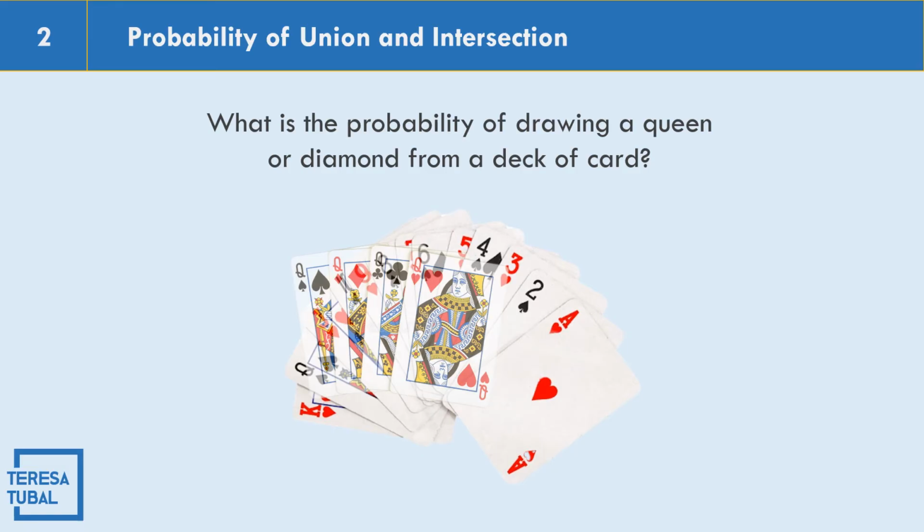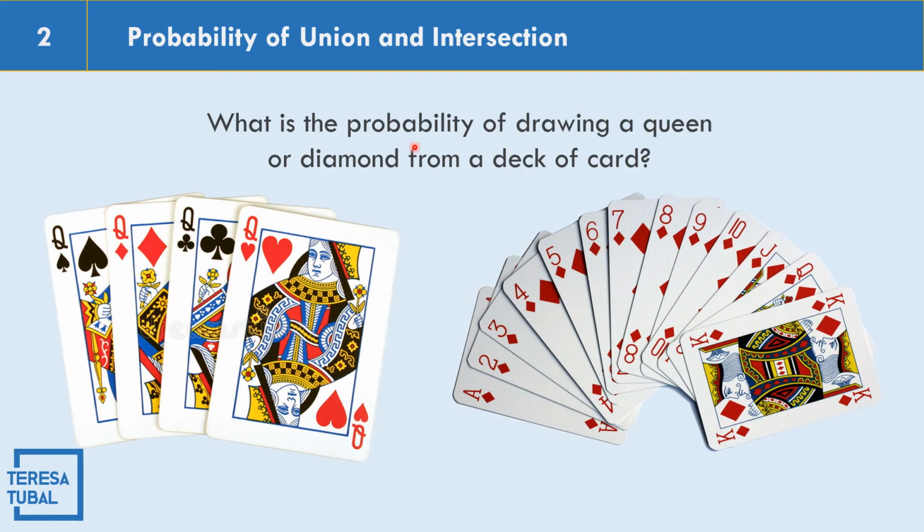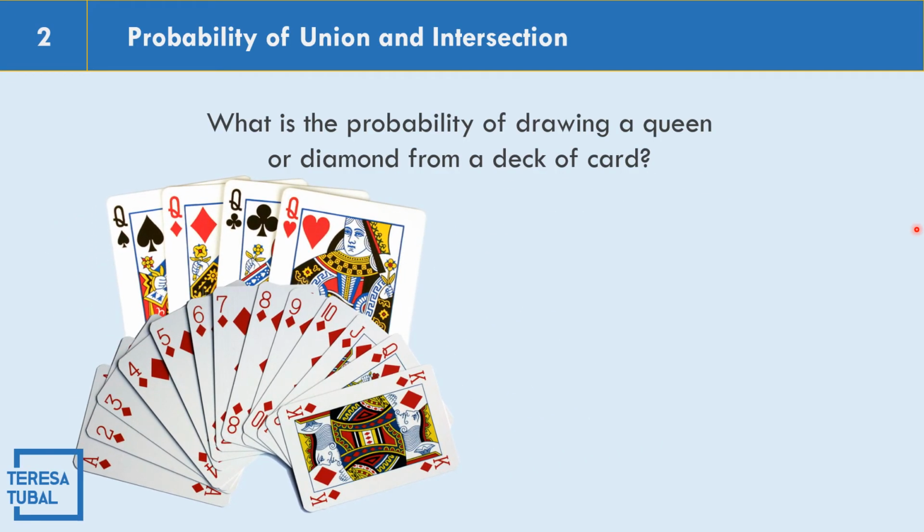So let us follow up problem number 1 into problem number 2. What is the probability of drawing a queen or diamond from a deck of cards? So let us get first the sample space. The sample space is equal to 52 because in a deck of cards we have 13 in spade, 13 in diamond, 13 in club, and 13 in hearts. If we add all in all, that is equal to 52.